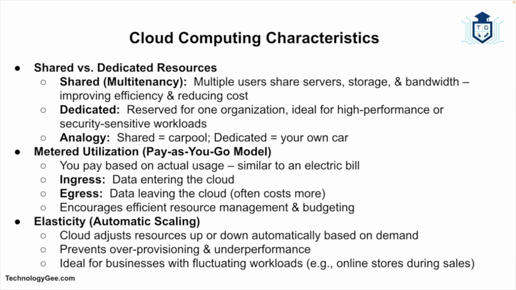Then you have what's called elasticity. So elasticity, this means cloud systems can automatically scale up or down based upon demand. So if you get a sudden traffic spike on your e-commerce site, then the cloud can allocate more servers to handle it. And when the traffic drops, it can scale back down to save you money. And this flexibility is a game changer compared to traditional servers that are either over-provisioned, meaning they're wasting money, or they're underpowered, meaning they're slowing down under pressure.